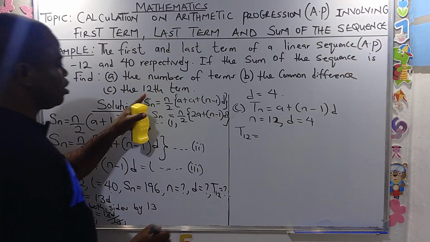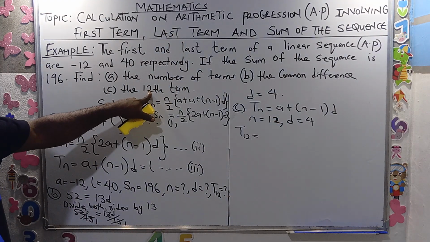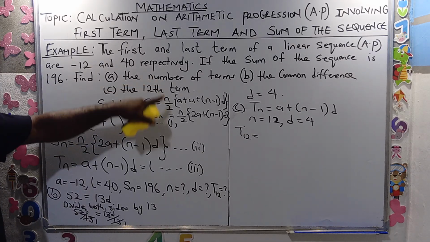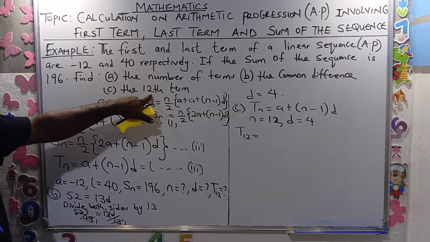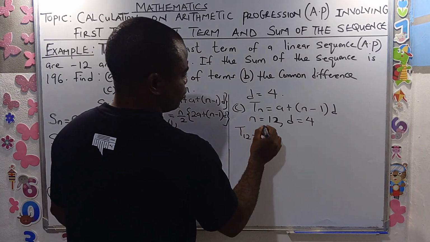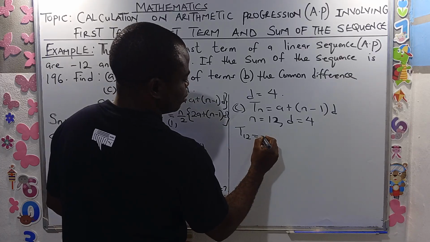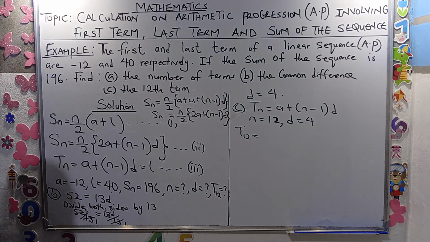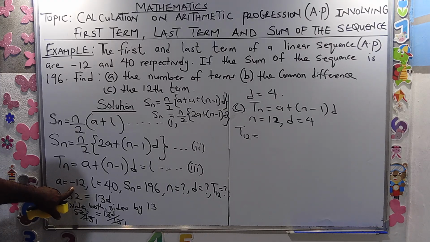The 12th term, in this case, we're given 12. You will not use the previous one that you calculated. You will not use the number of terms. You will use the 12th term because it's been specified. Your n here is 12. Now T12 is first term. What's our first term? Our first term is minus 12.